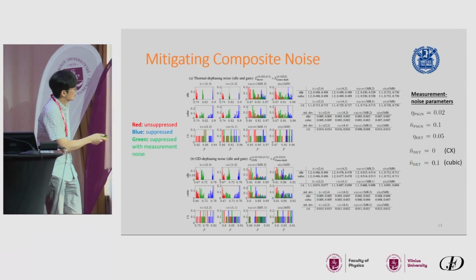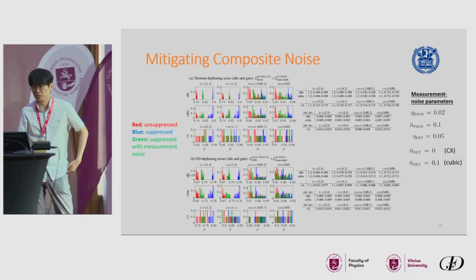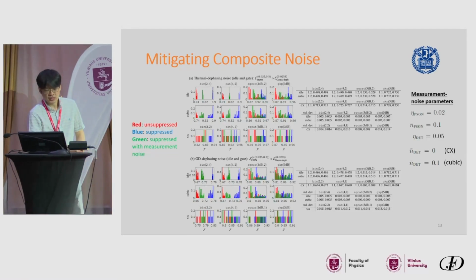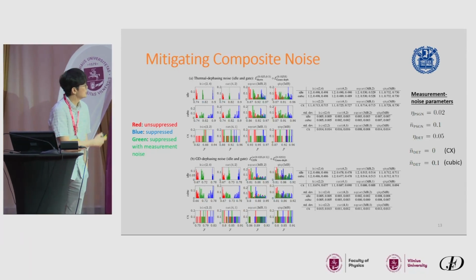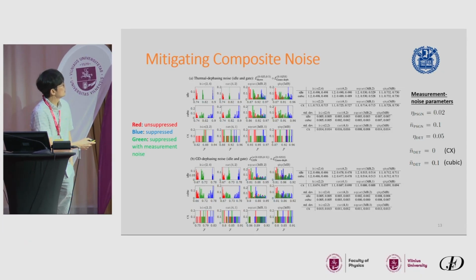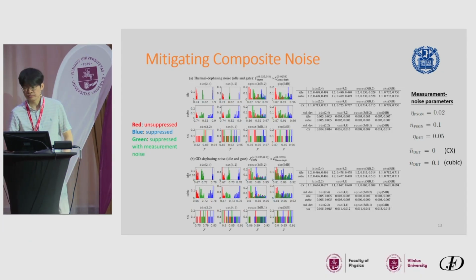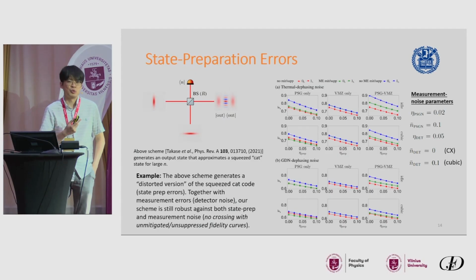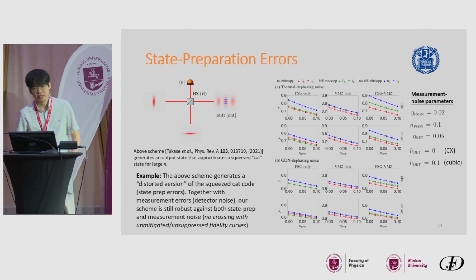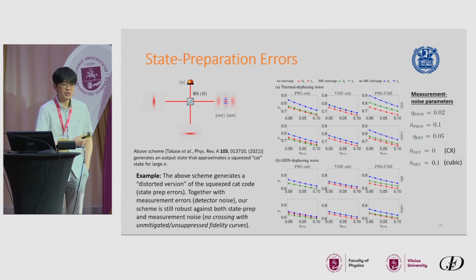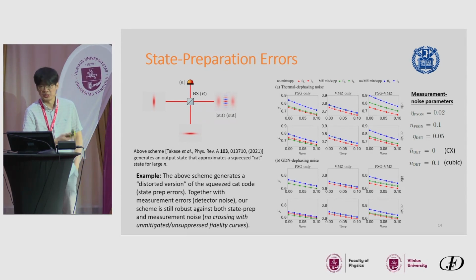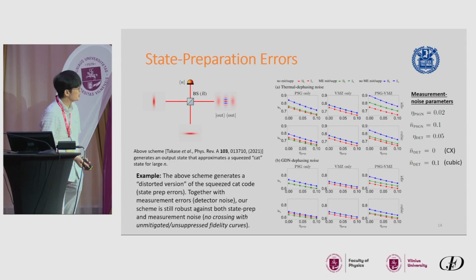So I'd just like to show you the same performance graphs for mitigating thermal dephasing noise and Gaussian displacement dephasing noise. One of the referees actually complained that we didn't consider state preparation errors. So we did it, but obviously we can't do it for all codes because it depends on how we generate or prepare the code space.